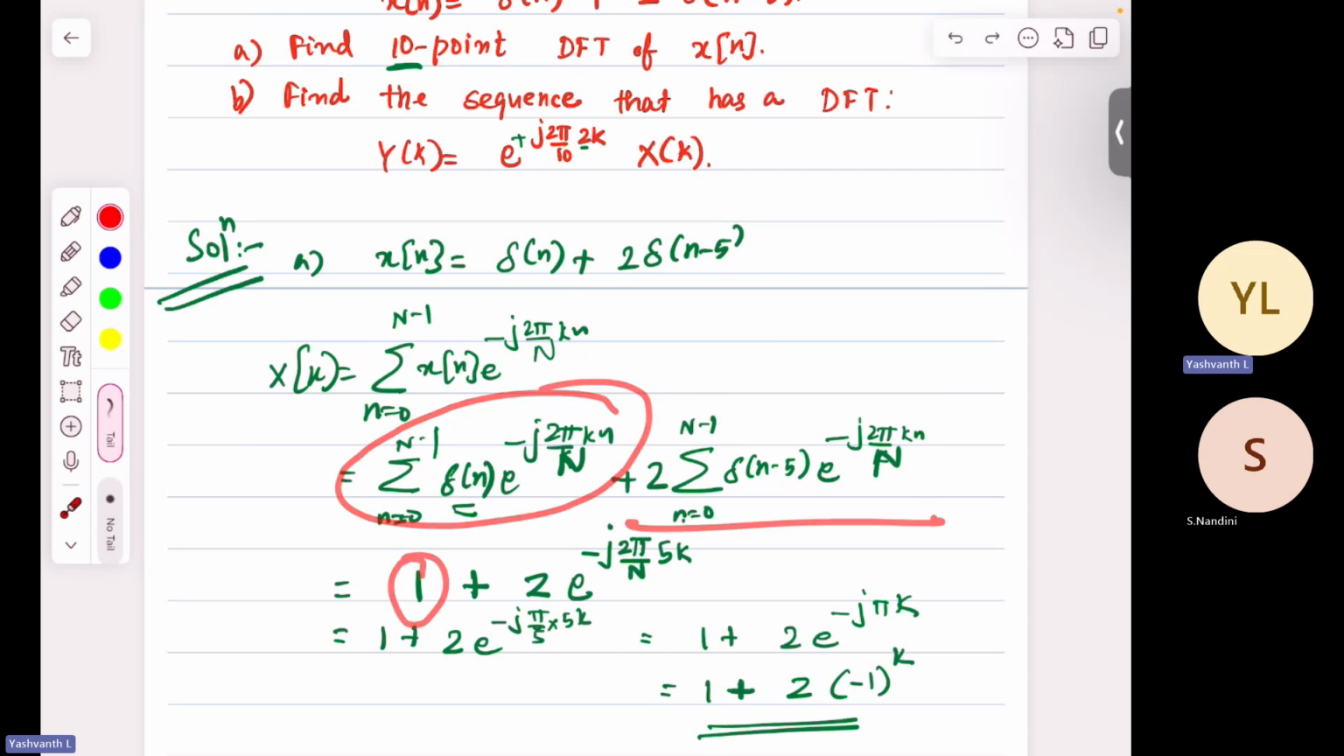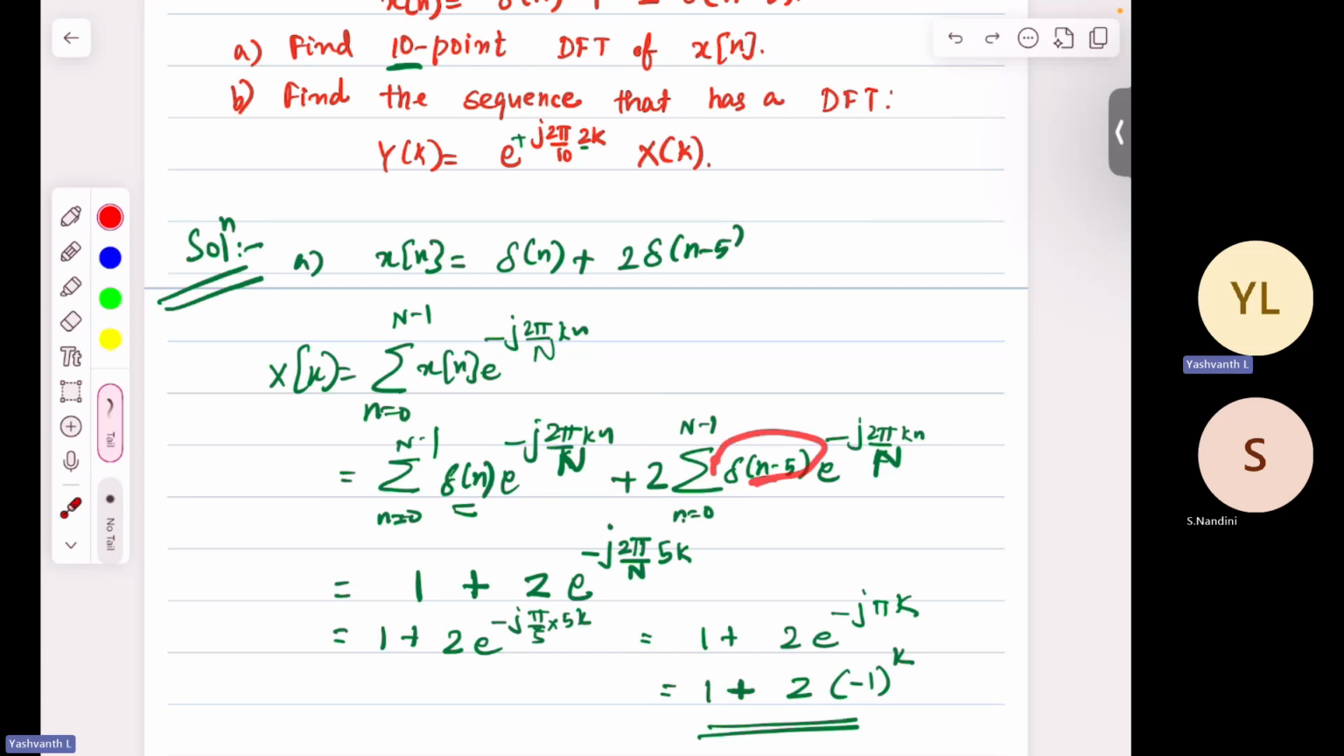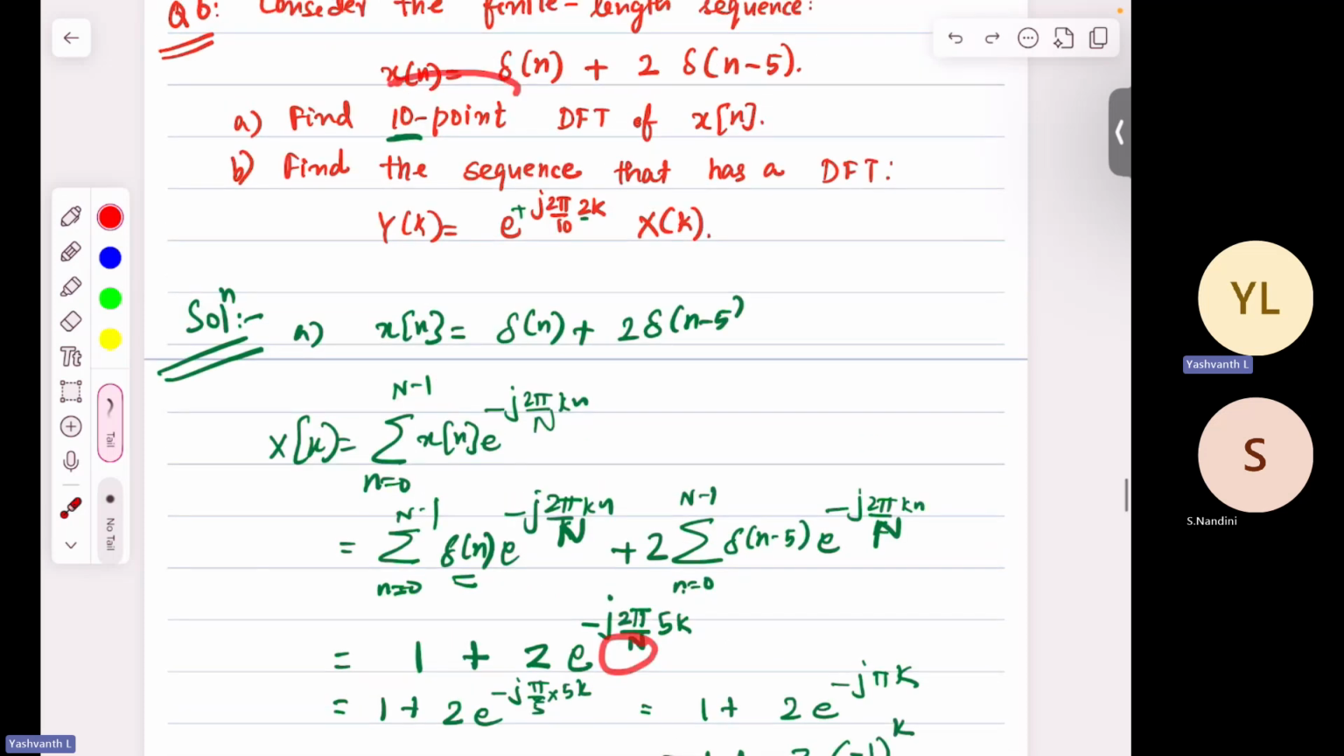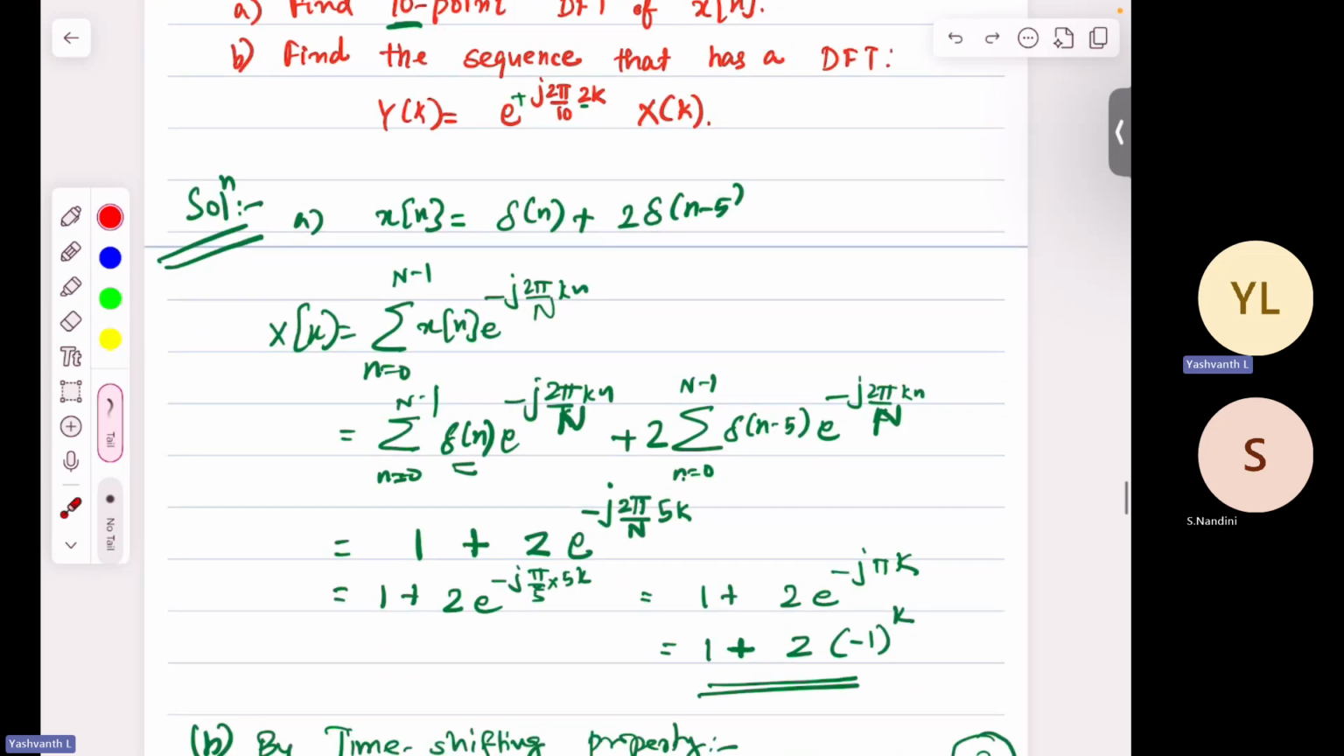And for the second summation, by the shifting property, only at n equal to 5 will this summation have a non-zero value. At n equal to 5, this exponential becomes e power minus j 2 pi by N into 5k, and that is multiplied by 2. Now, what is N? It is 10, because they've asked to find the 10-point DFT. Therefore, capital N is equal to 10. Therefore, 2 pi by 10 is pi by 5, into 5k, which is nothing but 1 plus 2 into e power minus j pi k, because 5 and 5 get cancelled. But e power minus j pi is nothing but minus 1.